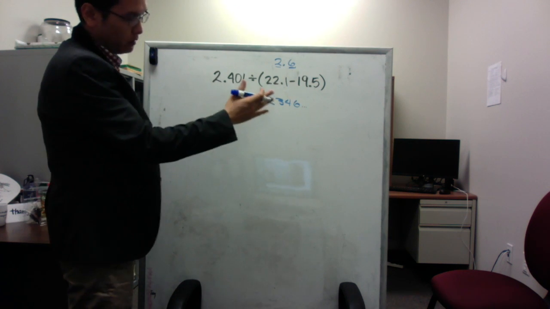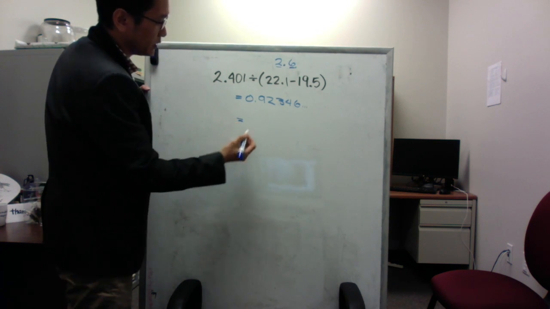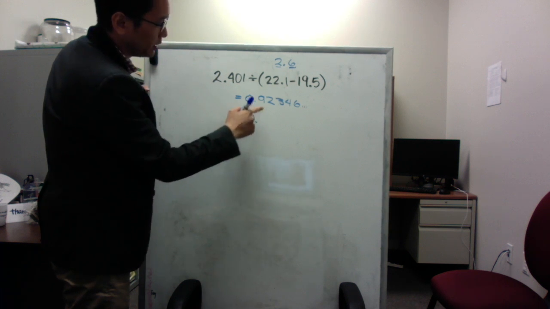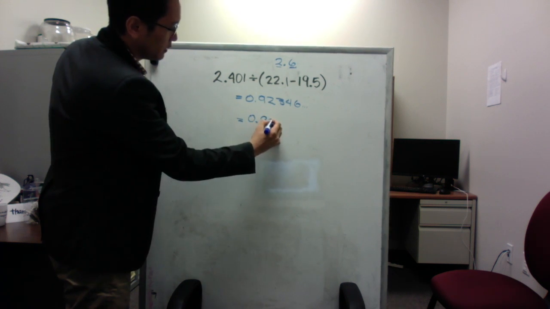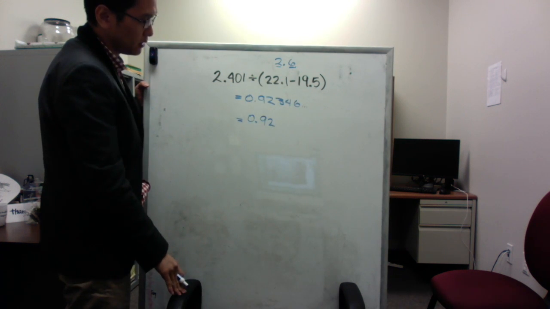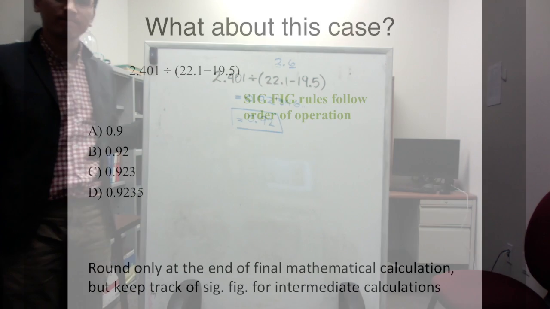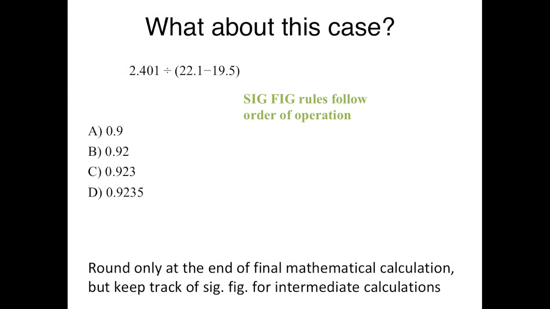But we don't care, since we know that we only need 2 sig figs. So to write our final answer, we write 0.92 only, because that's our first and our second sig fig. The 3 just drops out because of rounding rules. We box it to make it an official answer. Okay, and I want to remind you to round only at the end of the final mathematical calculation, but to keep track of sig figs for intermediate calculations. And throughout the semester, we'll do a lot of examples so you see where this is in use.